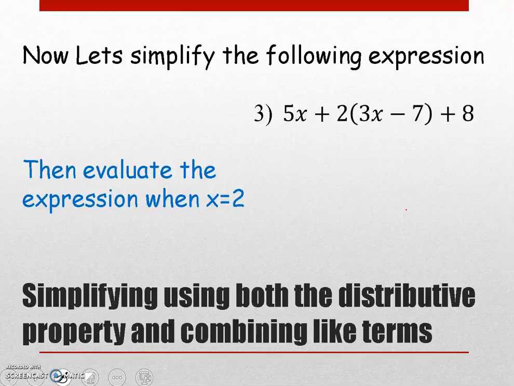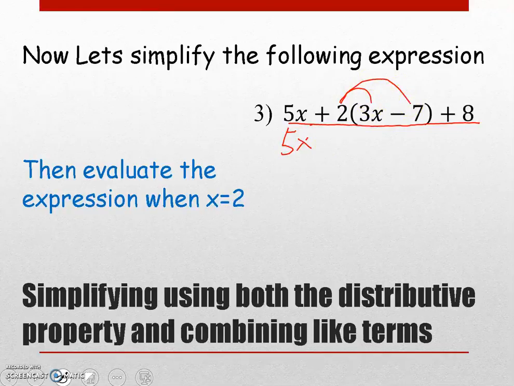So let's go ahead and see how this is going to play out in our assignment for today. First thing I'd like to do is simplify this expression by using those two things that we just talked about, using the distributive property and combining like terms. I'm going to start by using the distributive property with the 2 and the 3x minus 7.